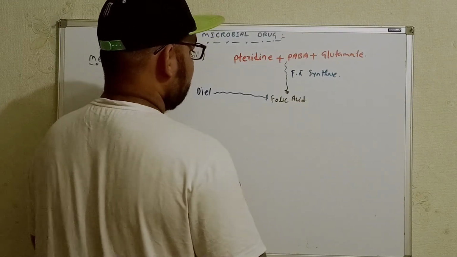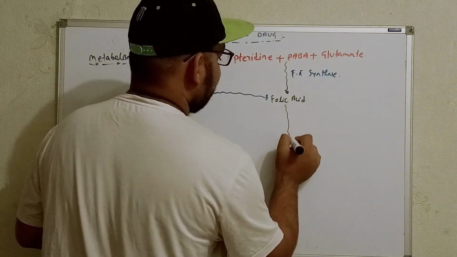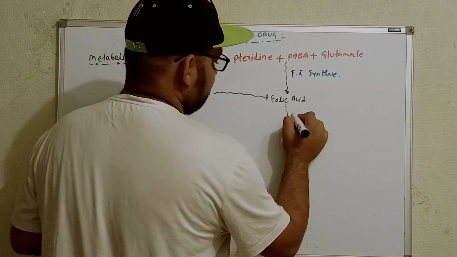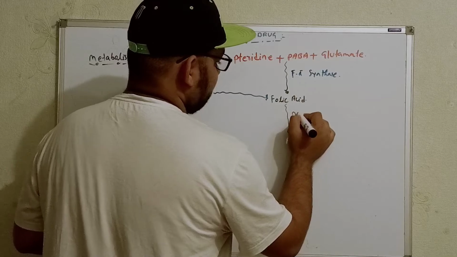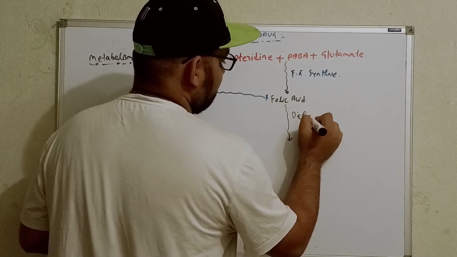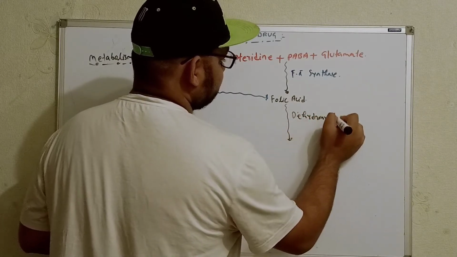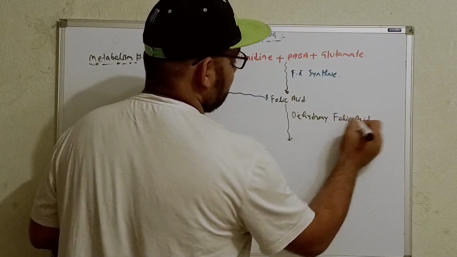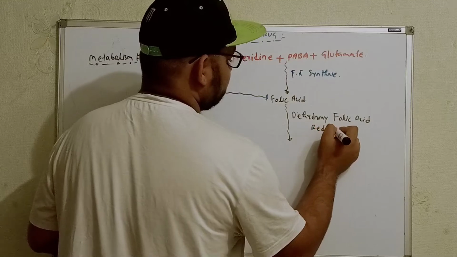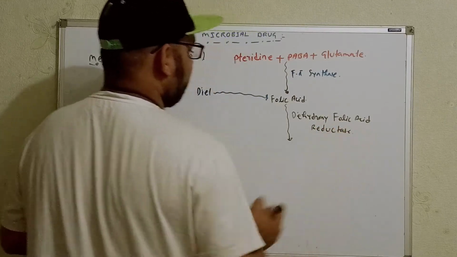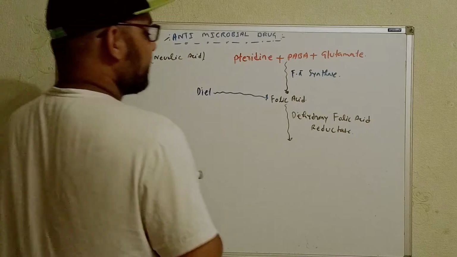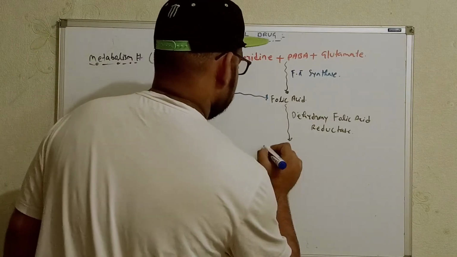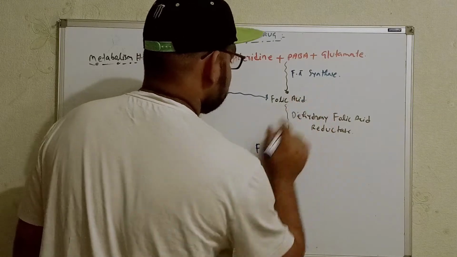Now this folic acid will be acted upon by another enzyme known as dihydrofolic acid reductase. Let me write the whole form: dihydrofolic acid reductase. That will convert the folic acid into folinic acid, or tetrahydrofolic acid. Let me write it over here first. This is the folic acid. This is the folinic acid.